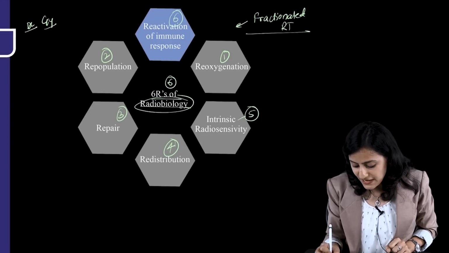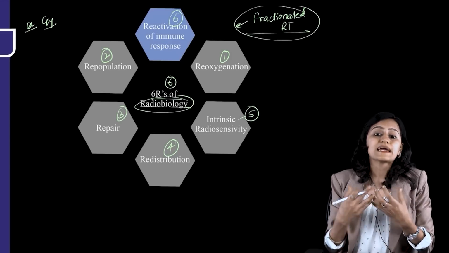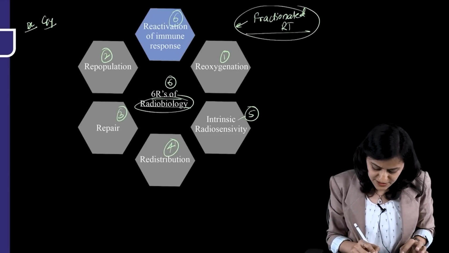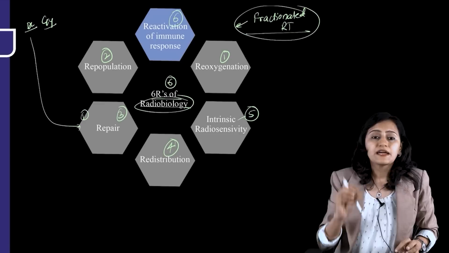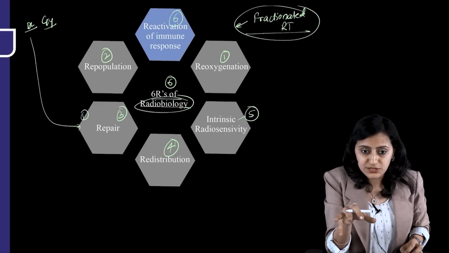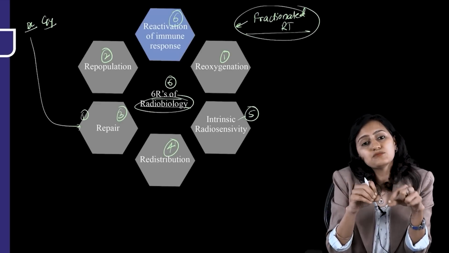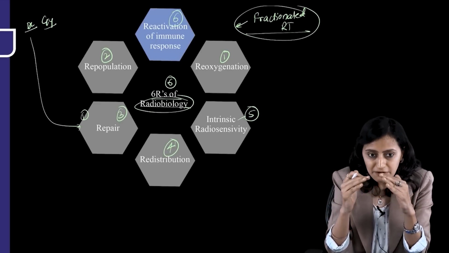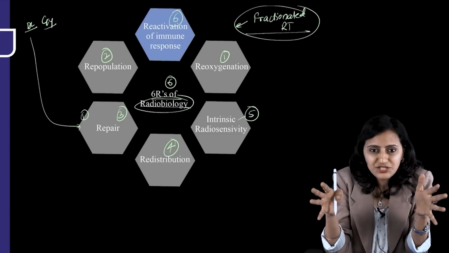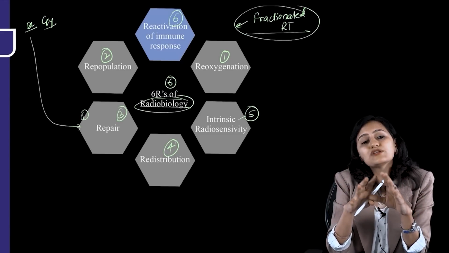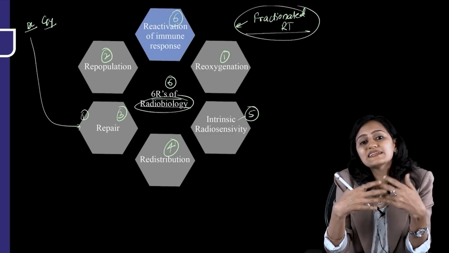And how does fractionated radiotherapy exploit this? Let's say the first one is repair. If you give the entire X amount of radiation in one single dose, it will kill the tumor cells, but it will kill the normal cells also with the high dose. When you give a lesser dose in fractions, the normal cells will not be killed, even if they are damaged.